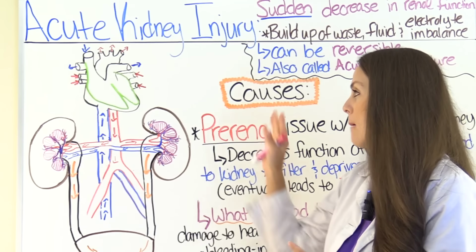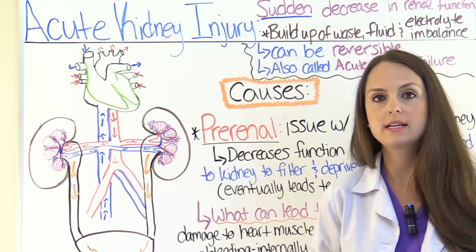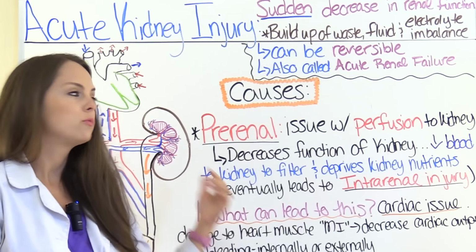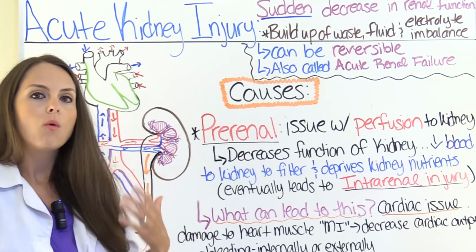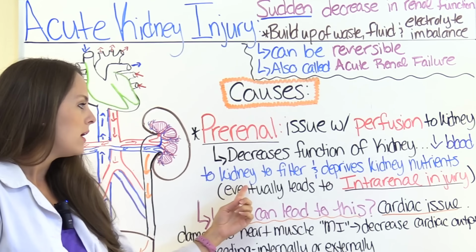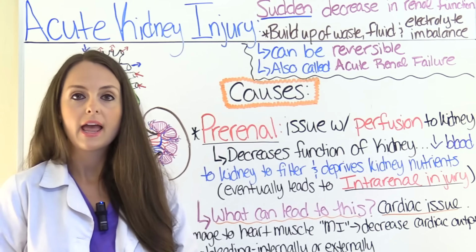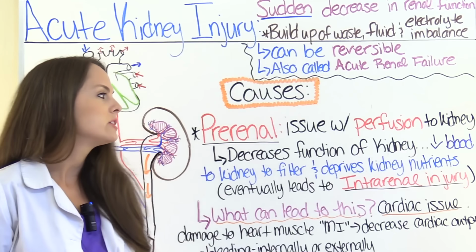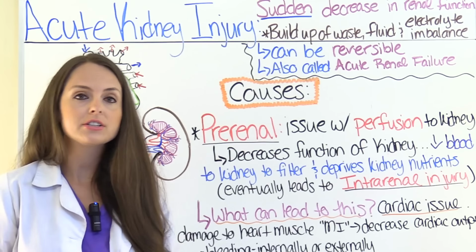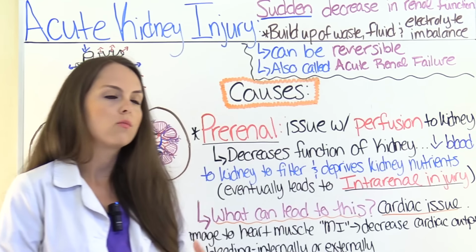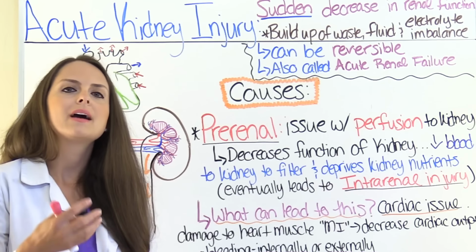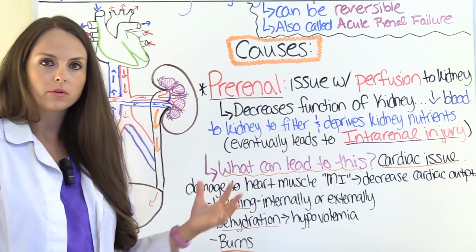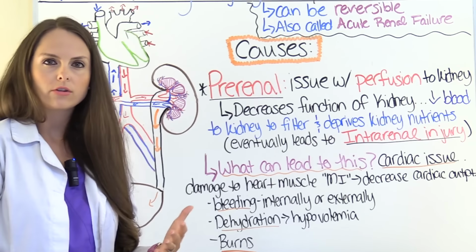However, if you get a perfusion issue, this can decrease the function of the kidneys. So you have decreased perfusion, which is going to decrease the function of the kidney. Now, what happens is that there's a decreased amount of blood going to the kidney to be filtered. And the kidney is being deprived of nutrients, so it's not able to work like it should. And eventually, this can actually lead to intrarenal injury, where those nephrons inside the kidney become damaged and they quit filtering like they should. So what exactly can lead to a prerenal injury, causing that decreased perfusion?